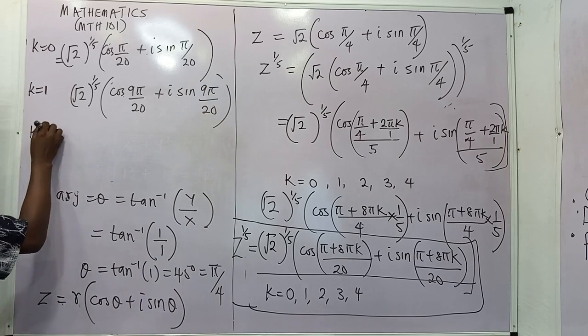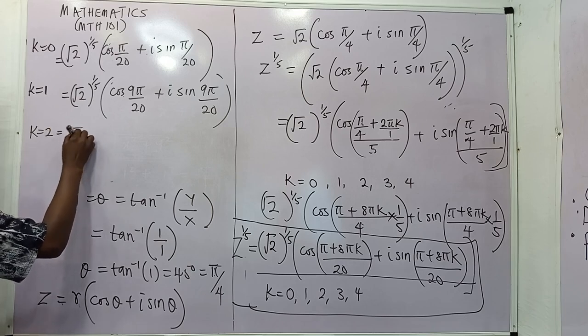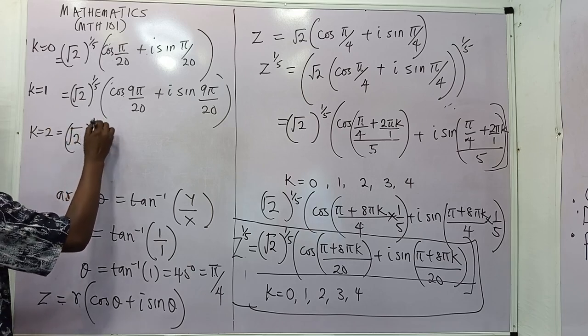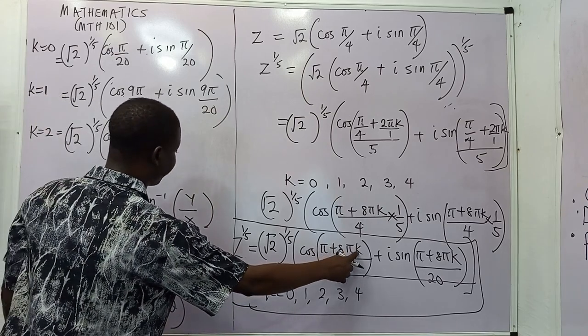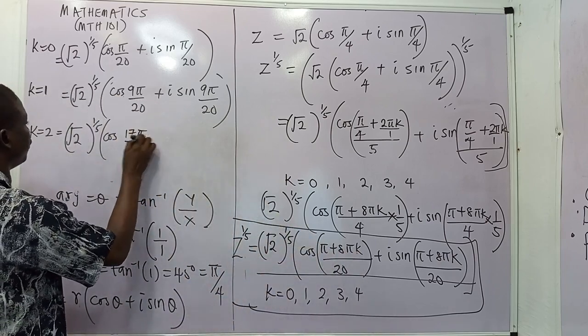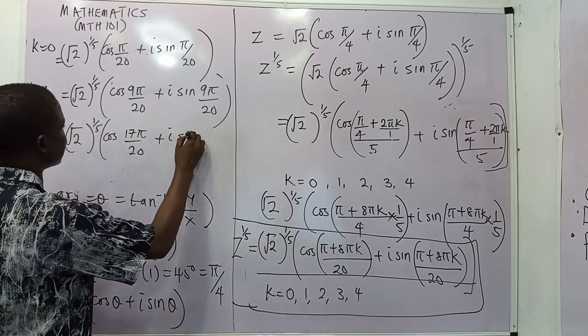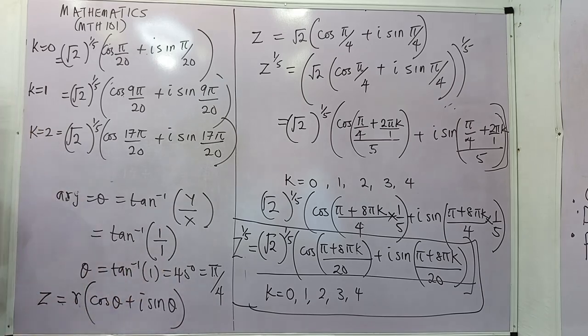To get the third one, one of the answers is 2 raised to 1 over 5 times cos. Put k equal to 2 here, we have 16 pi plus 1 pi, 17 pi over 20, plus i sine 17 pi over 20.